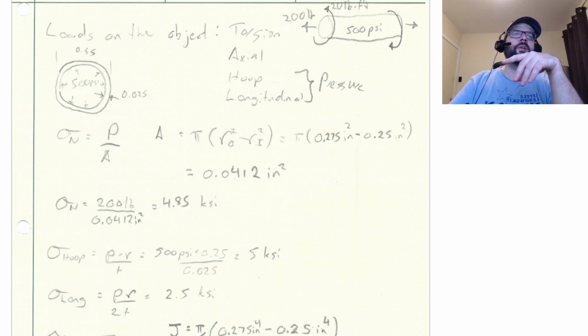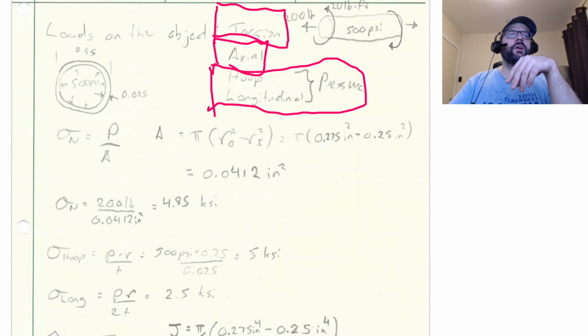So we're going to have torsion. We're going to have the axial, and then we're going to have stresses due to the pressure. So the hoop stress and the longitudinal stress. So let's start with the axial.